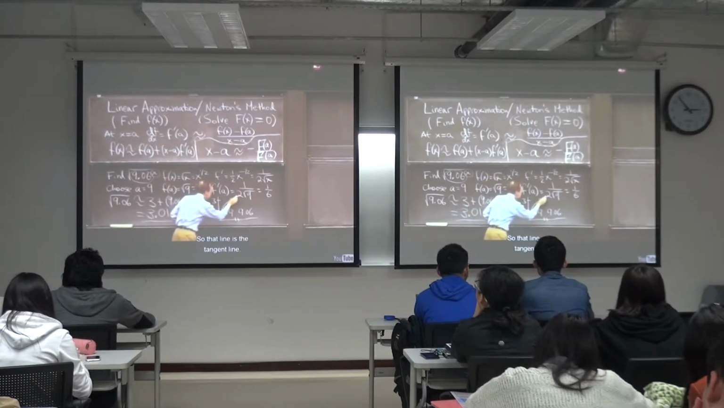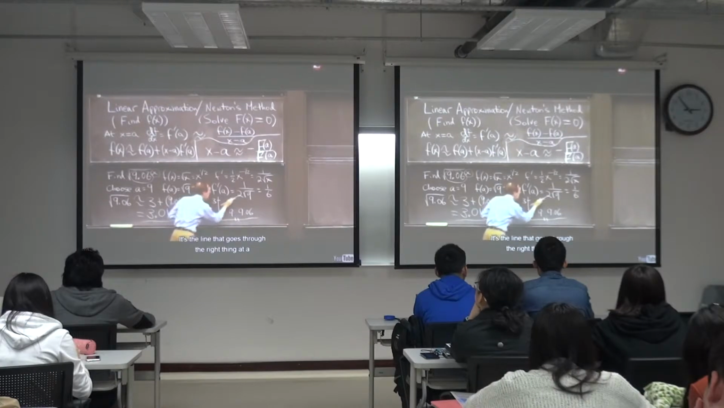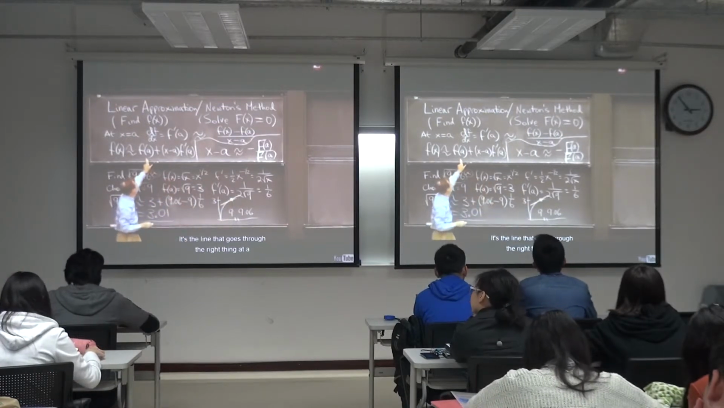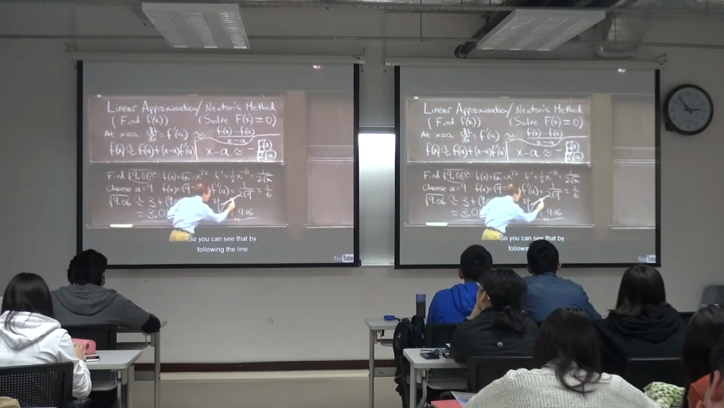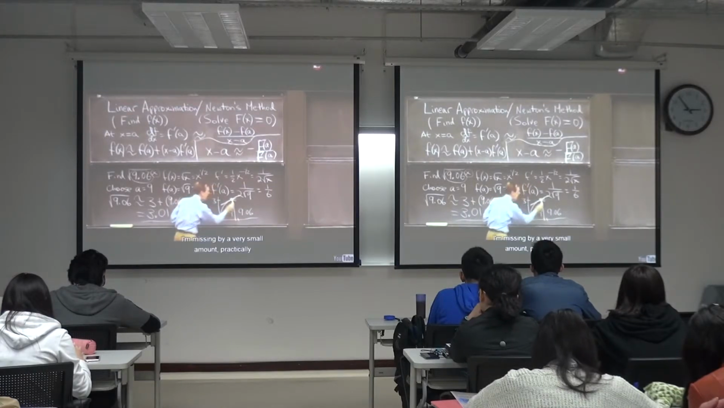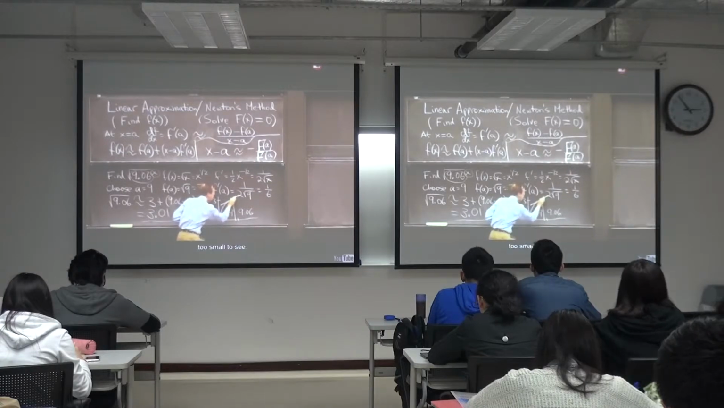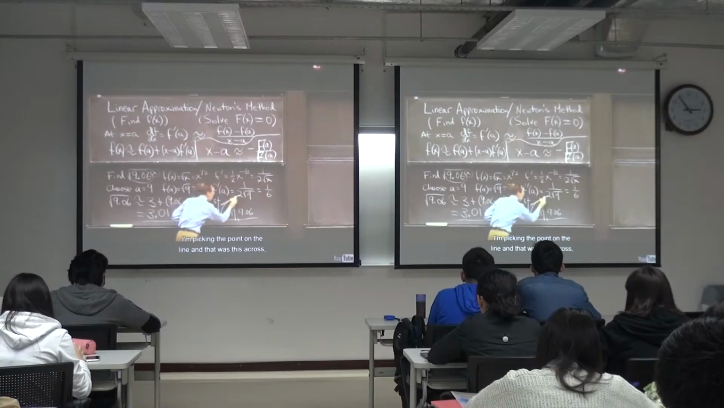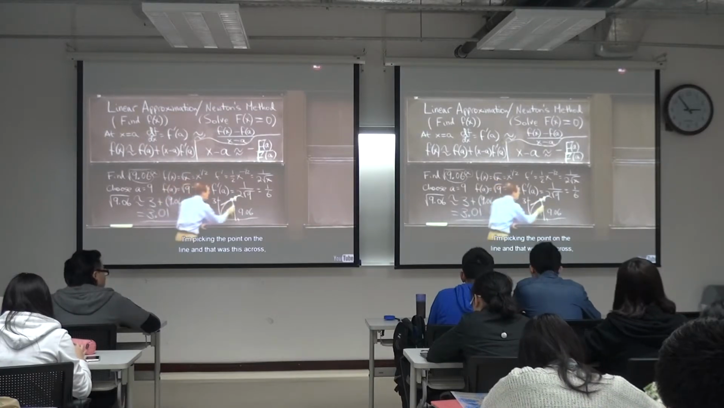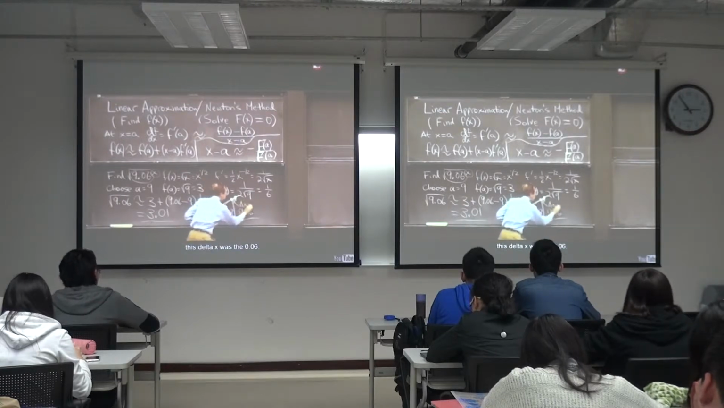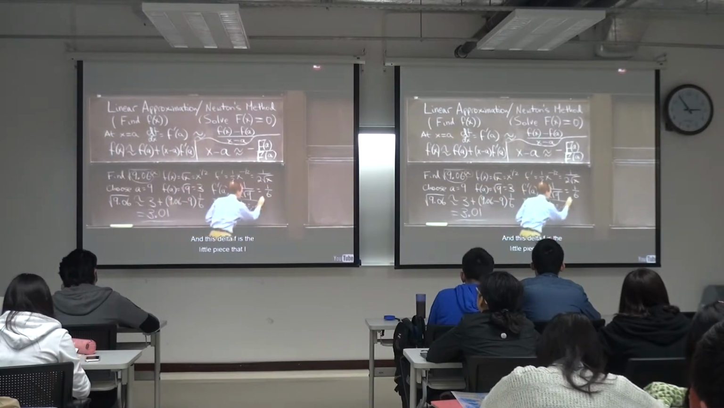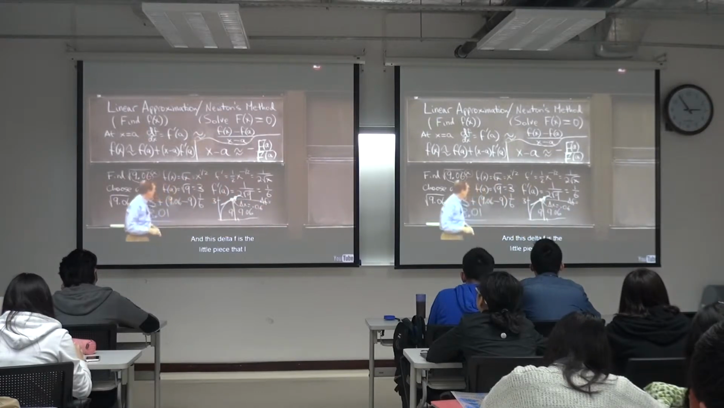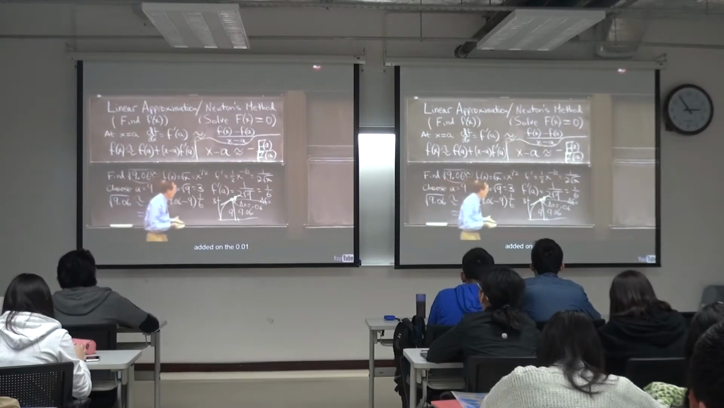So that line is the tangent line. It's the line that goes through the right thing at A with the right slope. So you can see that by following the line, that gave me the 3, and then you see what I'm missing by a very small amount, practically too small to see. I'm picking the point on the line, and this delta x was the 0.06, and this delta f is the little piece that I added on, 0.001.